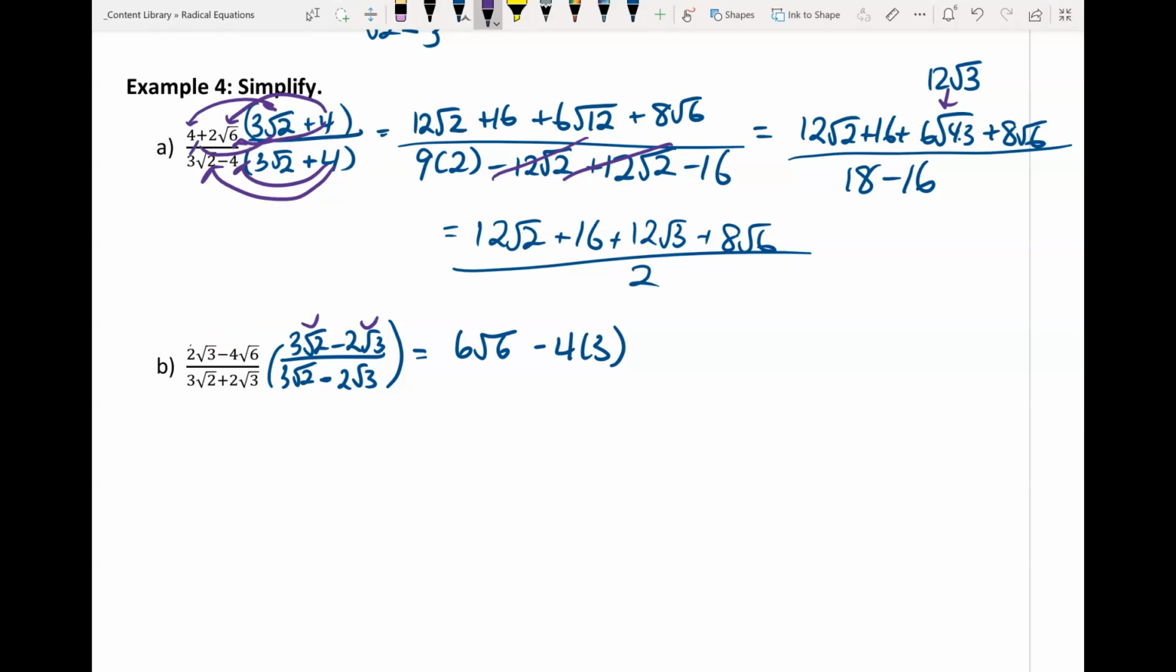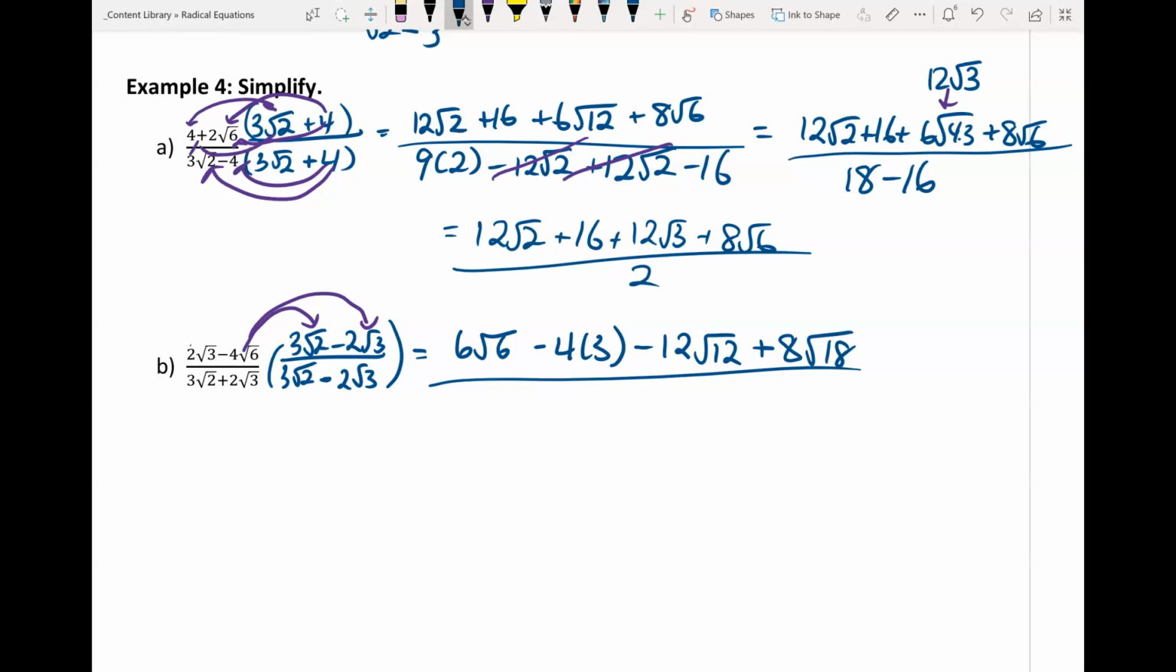Okay, now moving on to this term. We have negative 4 root 6 times 3 root 2, which is negative 12 from the 4 times 3, and the 6 times 2 is also 12. And the last term, negative 4 root 6 times negative 2 root 3, that'll be positive. Our coefficient is 4 times 2, which is 8. Root 6 times root 3 is root 18.